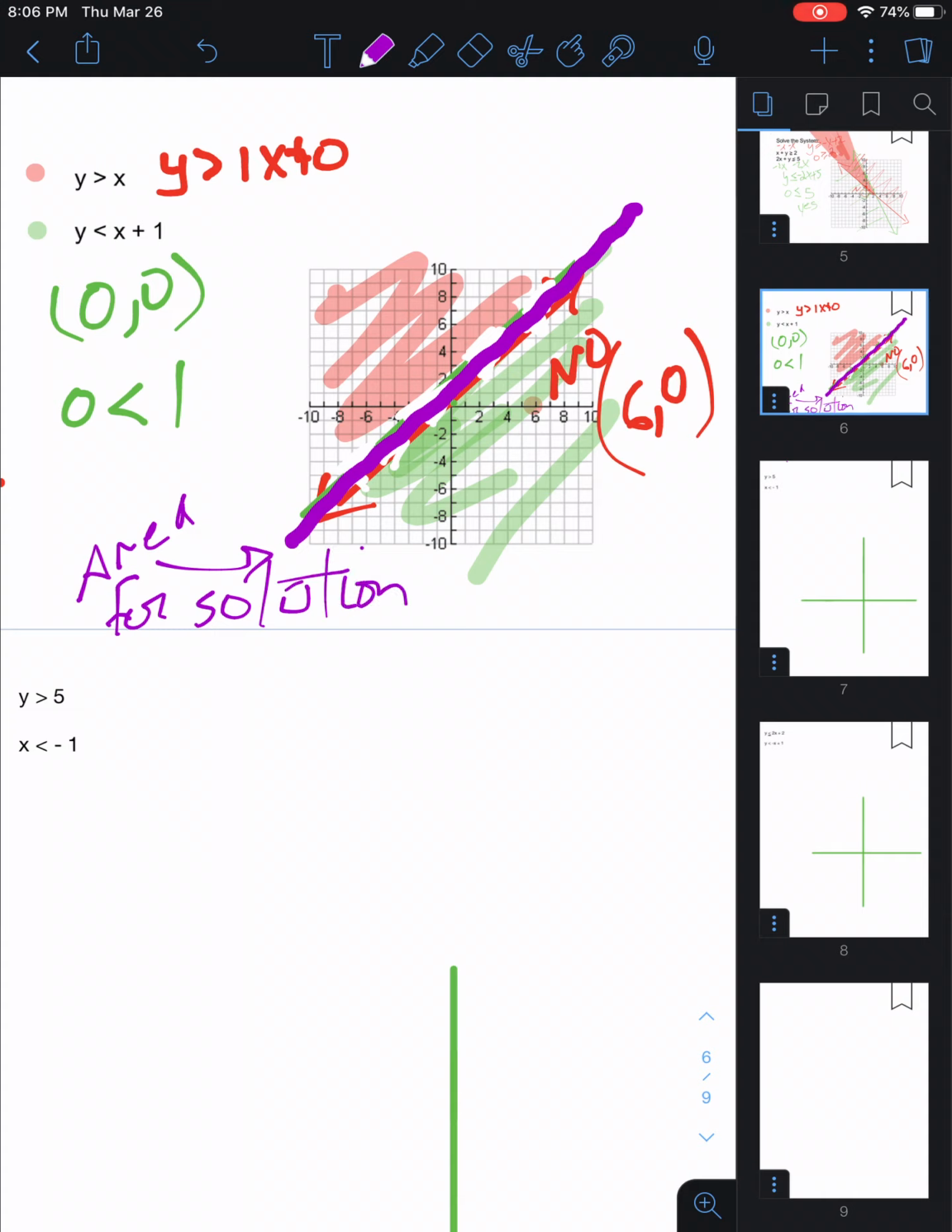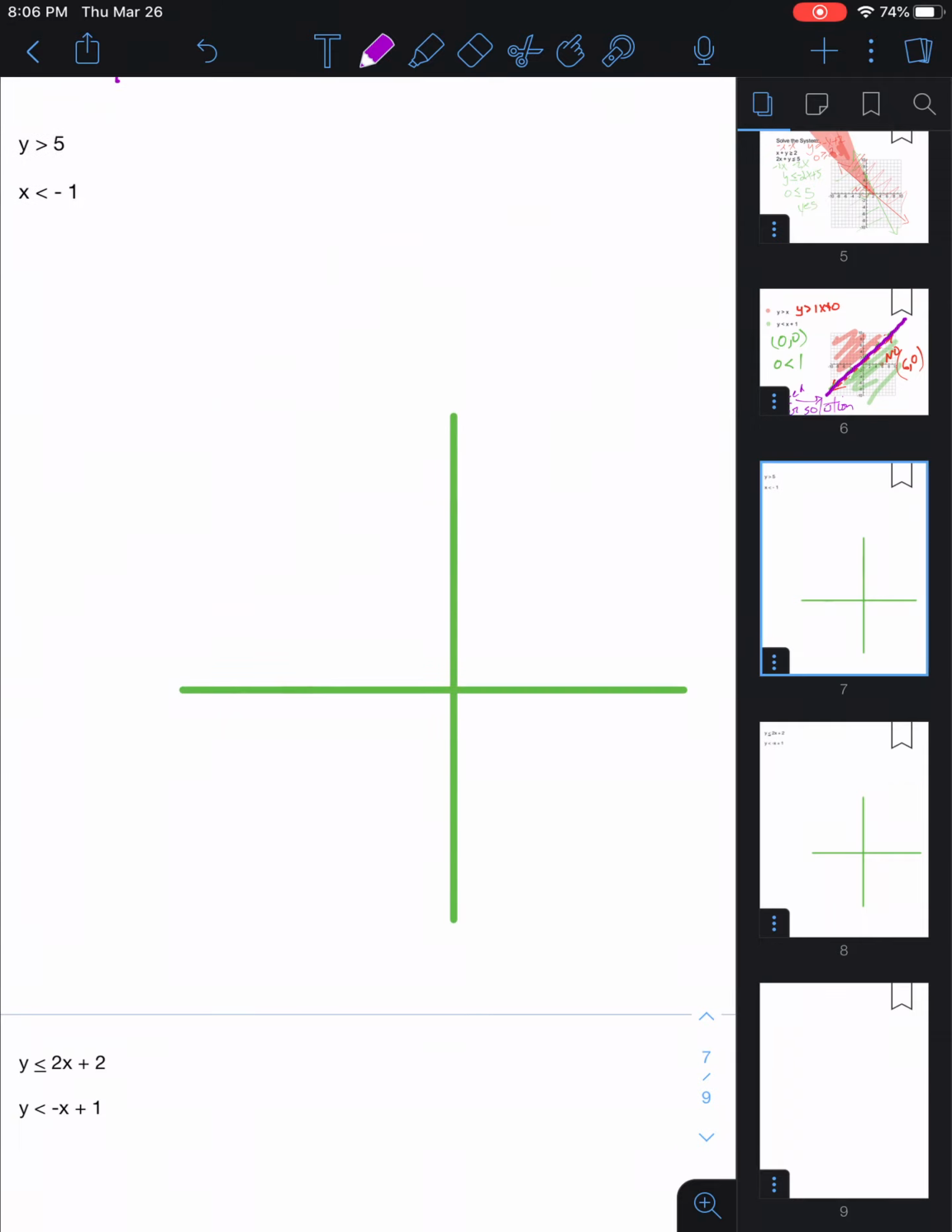All right. The next one is a horizontal line and a vertical line. So this time this is a horizontal: y is greater than 5. So I would go up 1, 2, 3, 4, 5. And this is going to be a horizontal line. Again, it's a dotted line.